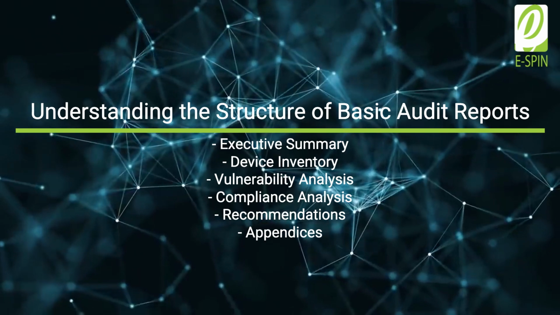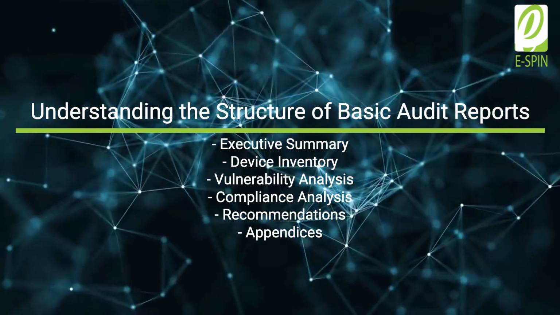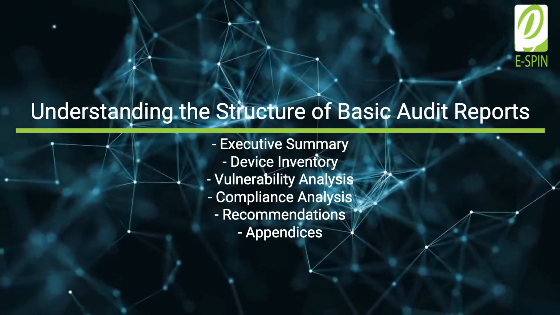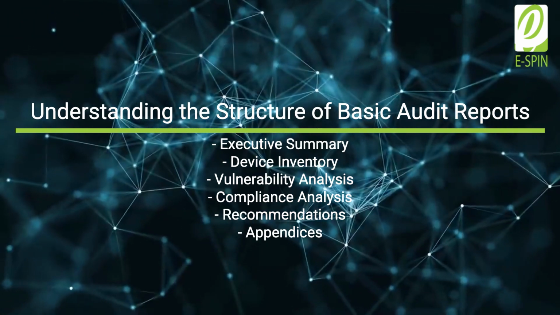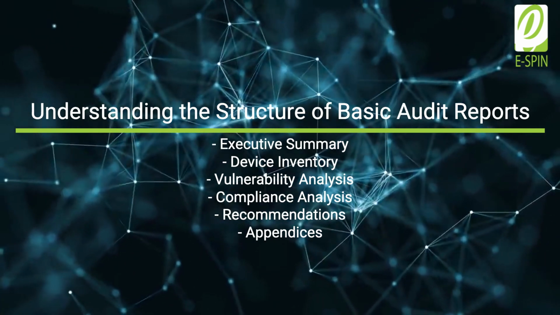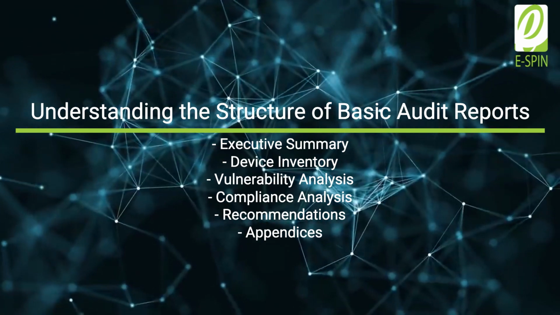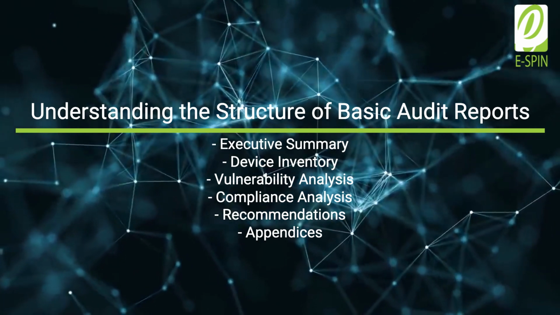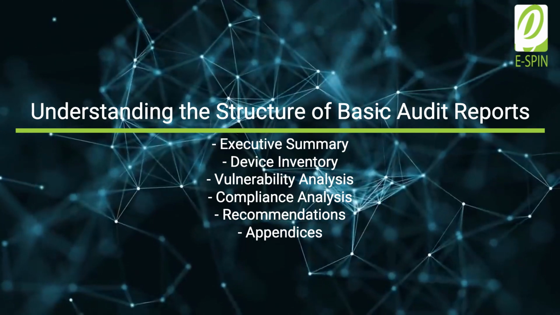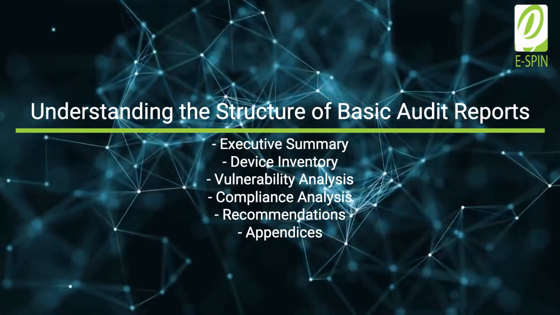Understanding the structure of basic audit reports. Before diving into the process of generating reports, it's essential to understand the structure of a typical network audit report. Although the exact structure may vary depending on the tool used, for example, Nipper, most basic audit reports will contain the following sections. Executive Summary. The Executive Summary is a high-level overview of the audit findings. This section is written for non-technical stakeholders and provides a concise summary of the overall security posture of the network. It highlights critical vulnerabilities, compliance gaps, and potential risks without going into too much technical detail.